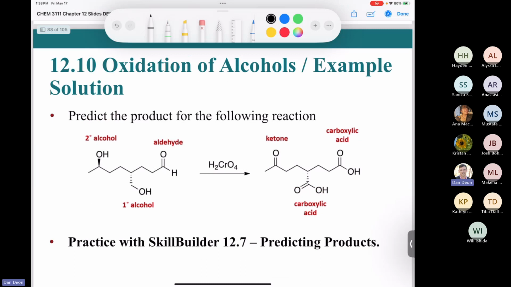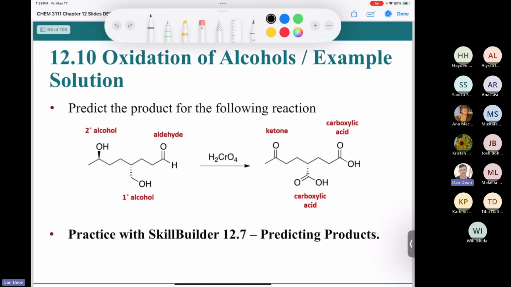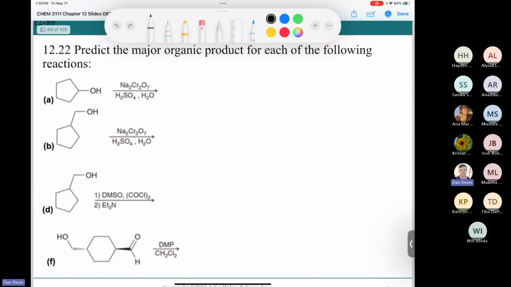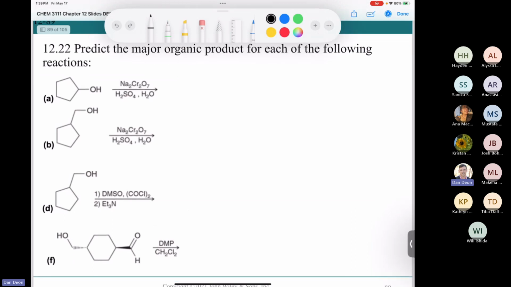So there you go, chromic acid. The only thing that can convert a primary alcohol to a carboxylic acid is chromic acid. It's the only thing. Dess-Martin doesn't do it. Swern doesn't do it. Has to be chromic acid. All right, so with all that in mind, let's get some more practice here.